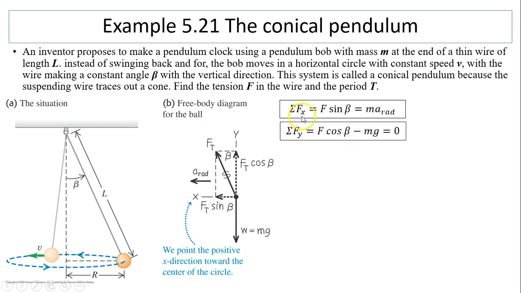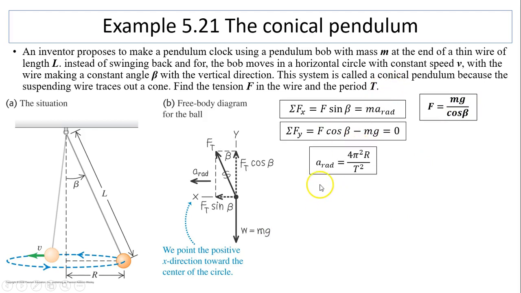So the two directions: Fx equals F sine beta, which equals the centripetal force, and the y direction cancels out mg. So from the y direction, we can find F. F equals mg divided by cosine beta. How do we find T?